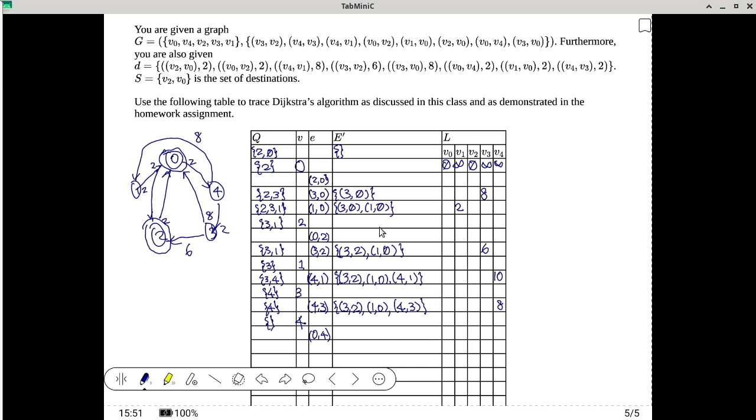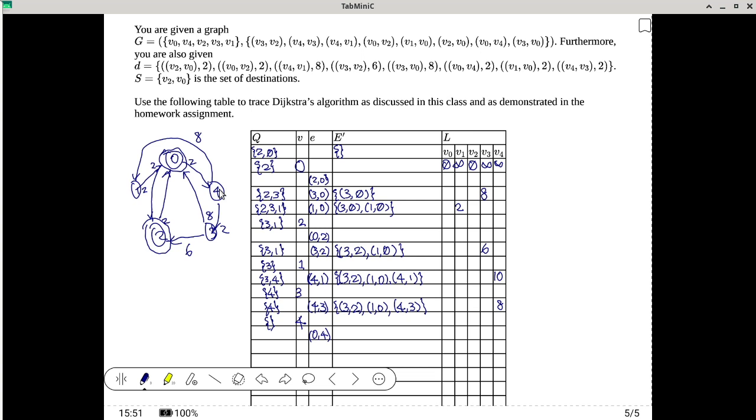Okay, that looks pretty ugly. But the question is, from the perspective of each non-destination vertex, do we have equal distance shortest paths to a destination? That is the question. So we just have to look at each one manually. V1 to V0, that's a 2. That's pretty much it. There can be no shorter path.